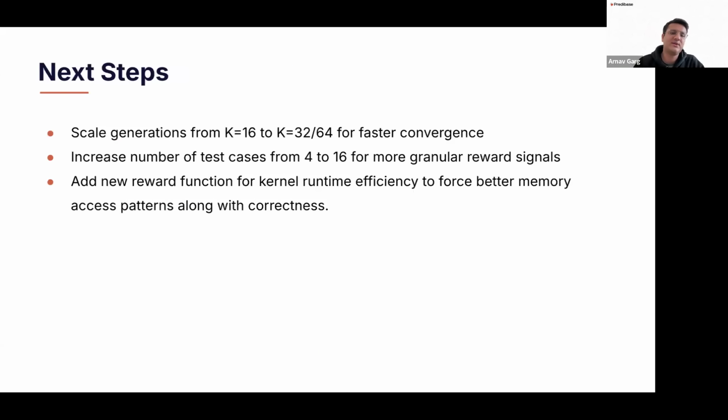And other things we can try next: scale up generations for faster convergence, increase the number of test cases to get even more granular rewards. And one thing we didn't optimize for is efficiency of the kernel, but you can imagine we can add a reward function for runtime where you run the torch code, you run the kernel, and you take a distribution of time it took to execute. And then the bigger the difference between the torch and the kernel, the higher the reward, right? So you optimize not just for writing correct kernels that get the right answer, but also for efficiency as well. And that is something that's verifiable, and you know it's correct, and you know its runtime. So lots of good stuff there.